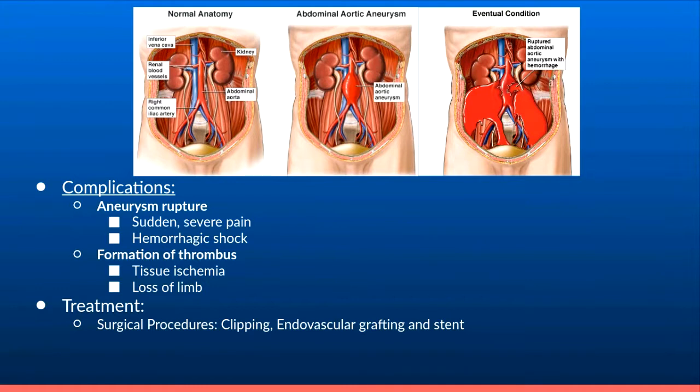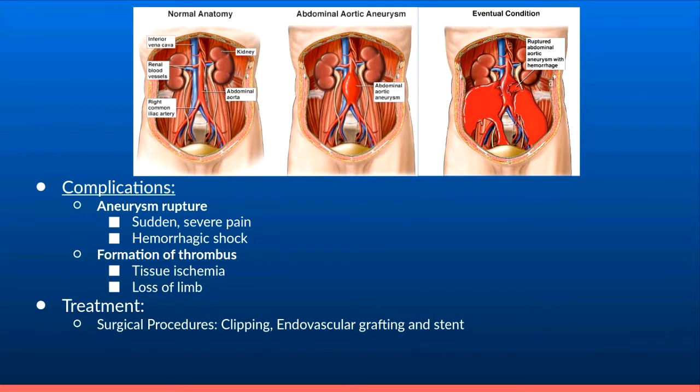Okay, so the main complication of aneurysm is aneurysm rupture. It's a medical emergency, particularly if it's an aortic aneurysm, because it can cause life-threatening bleeding, as you can see in the third picture. When there is a rupture, there will be sudden severe pain and hemorrhagic shock. So it's important to monitor our patient for signs and symptoms of shock, such as quick shallow breathing, cool clammy skin, tachycardia, and hypotension, so we can intervene immediately.